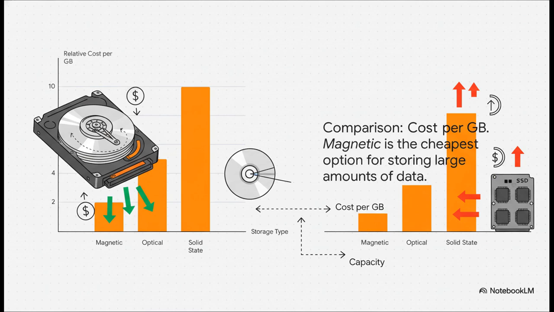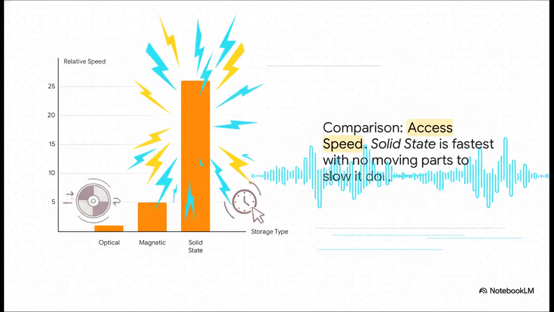It's why a lot of modern computers actually use a combination of the two: a smaller, super-fast SSD to run the operating system, and a huge, cheap HDD for all your files. Now let's talk about speed, and this is where the tables completely turn. Solid state is just ridiculously fast. Because there are no moving parts, your computer can grab the data electronically almost instantly.